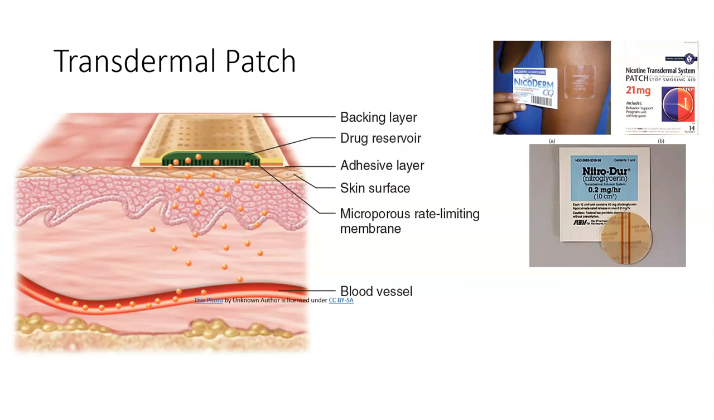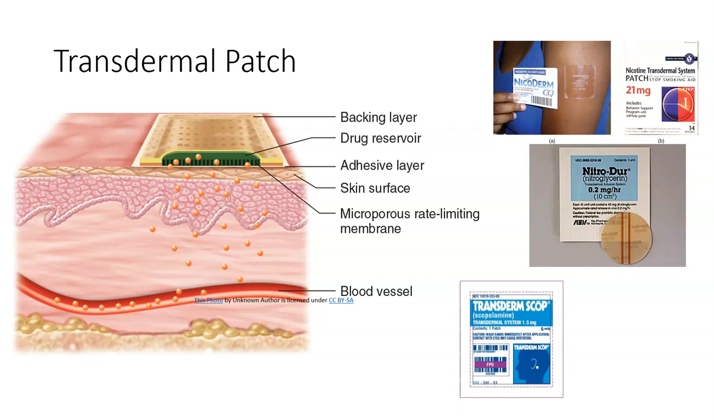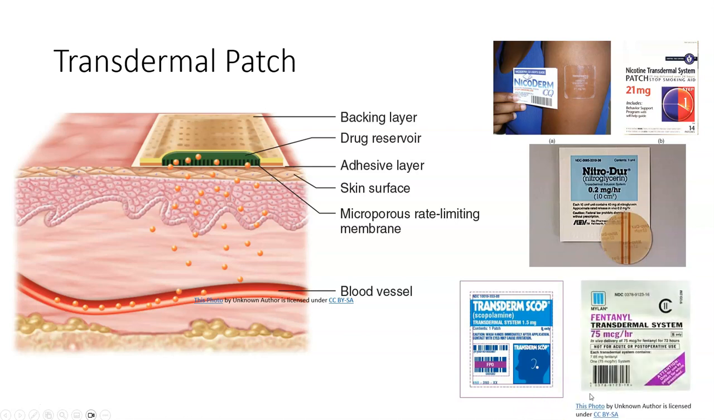Other types of patches that you may be familiar with: Transderm Scop. This is scopolamine. If you've ever been on a cruise, you might have used this patch. It's actually a really small disc you place right behind the ear. This is an anticholinergic drug. It's similar to an antihistamine, and it helps with motion sickness. And then we also have pain relief. So, fentanyl transdermal system.